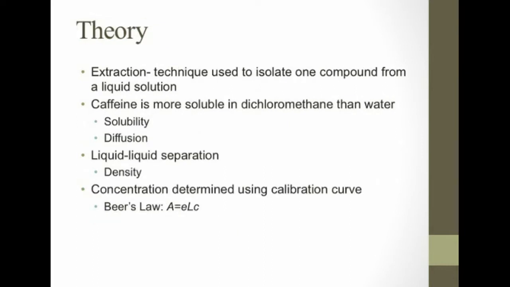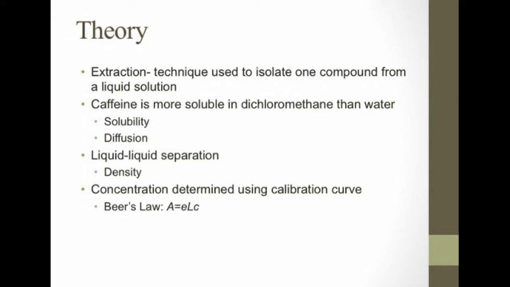The theory behind this experiment has to do with extraction, which is a technique used to isolate one compound from a liquid solution. Dichloromethane is used to separate caffeine from water because caffeine is more soluble in dichloromethane. Solubility is driven by the balance of intermolecular forces between the solvent and solute. Caffeine travels from the aqueous phase to the dichloromethane phase through diffusion.